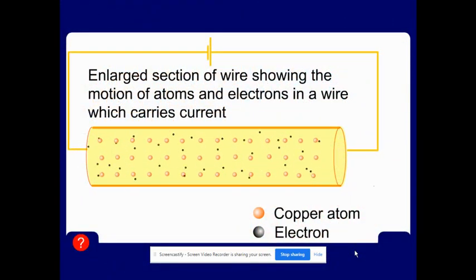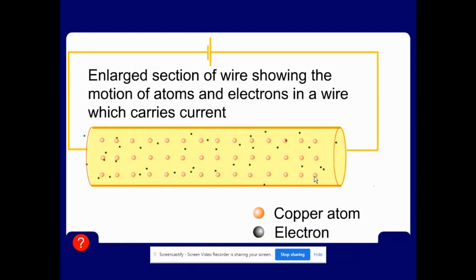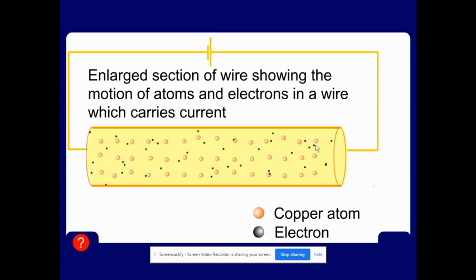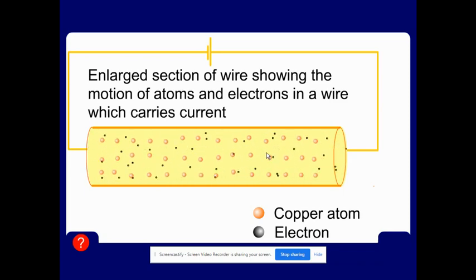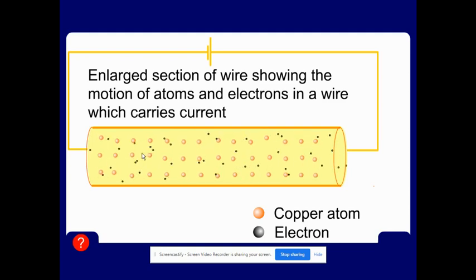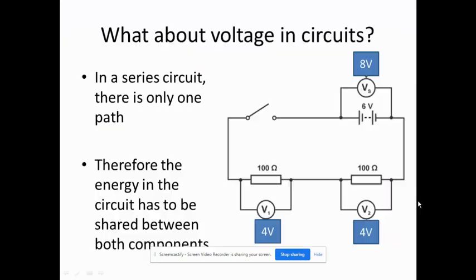So when we talk about current flowing, it's basically all of these atoms flowing along the wire. Current, we said, was the flow of charge. The current is flowing along the wire. So we've talked about current in series and parallel circuits, but what about voltage? We've said that voltage is the amount of energy a component uses.